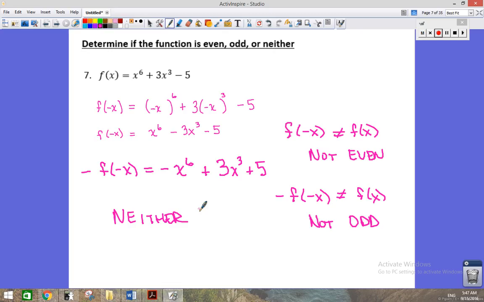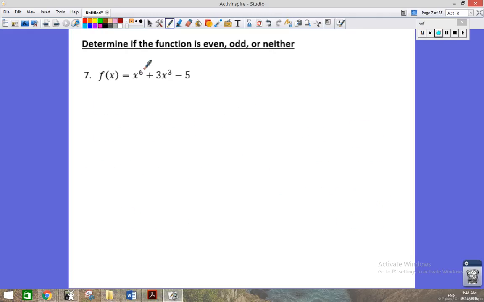Now, we've seen some shortcuts, especially when these are polynomial functions. If all of the exponents would have been even with the -5 there, I would have said, hey, that's an even function. So this exponent of 3, had it been some even number, a 4, a 6, an 8, it would have been an even function. But here I have an even exponent and an odd exponent. It's going to be neither.